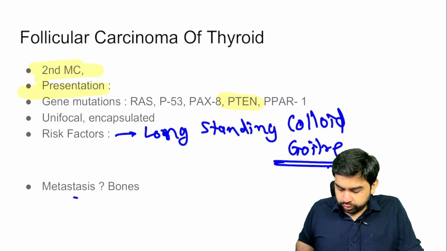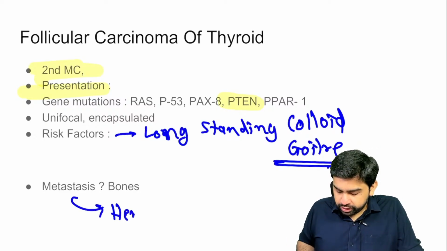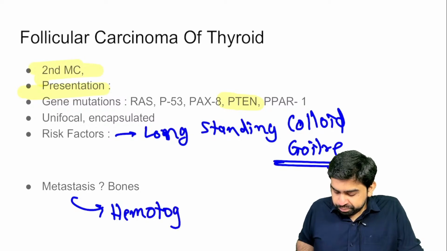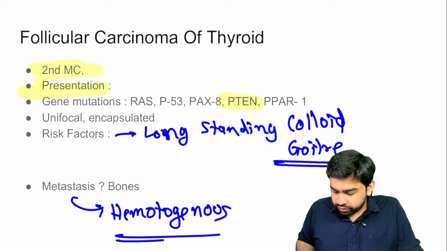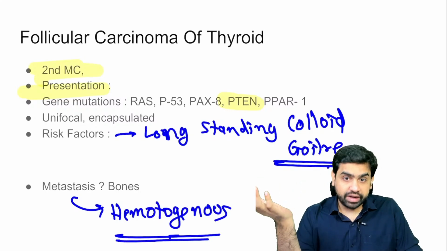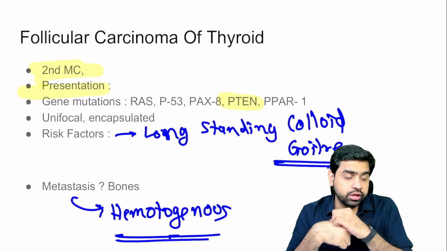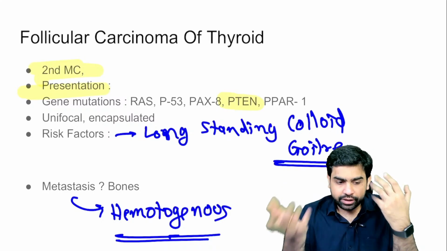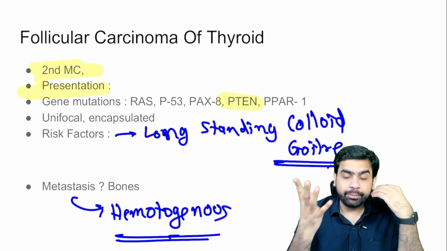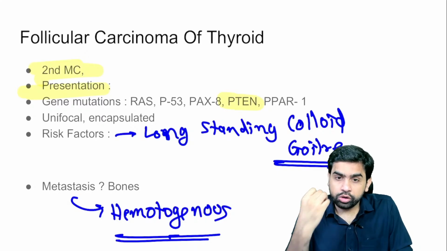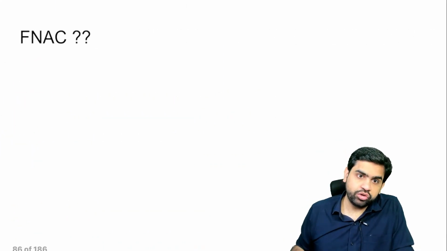Metastasis: here what you need to understand is the hematogenous metastasis. Hematogenous metastasis is more common as compared to lymphatic metastasis. Okay, hematogenous metastasis is more common. And here what you basically get is the osteolytic metastasis. So bony metastasis or osteolytic metastasis, that is what you need to understand.